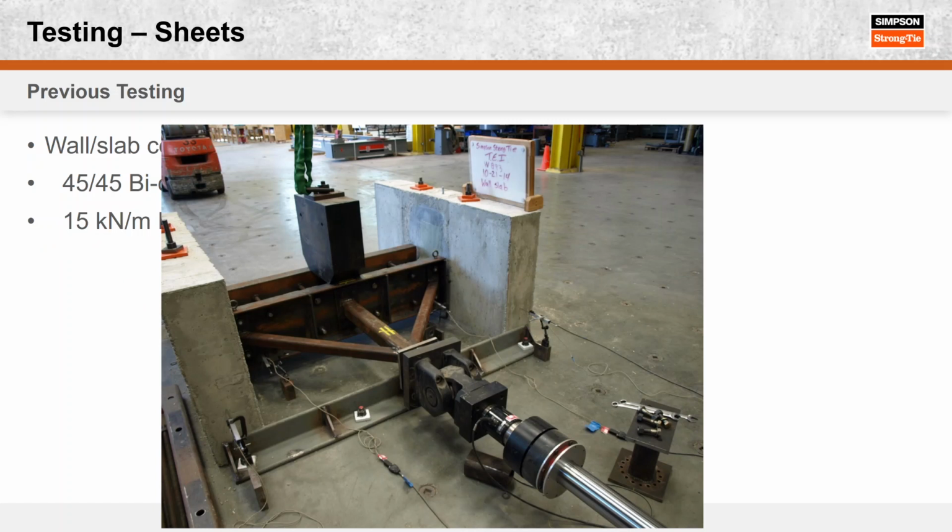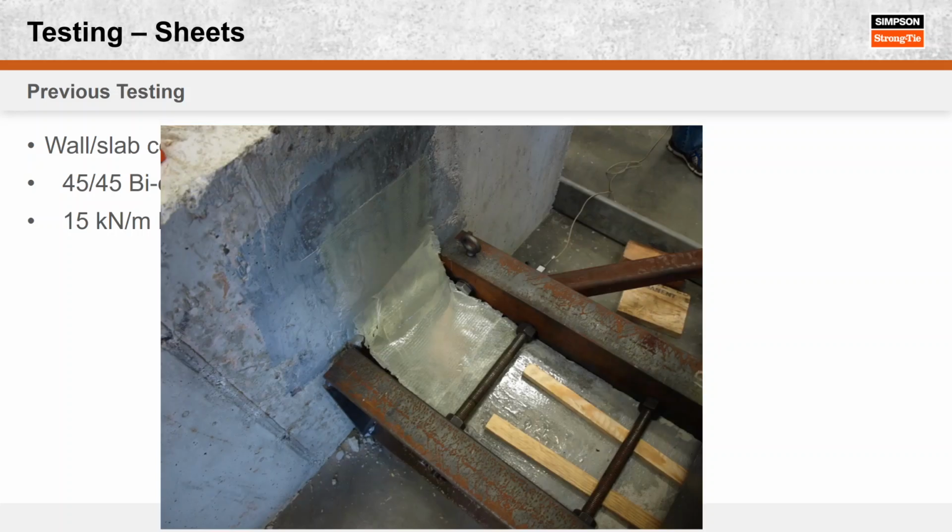So this shows the test setup. There's a 1 foot strip of slab between these walls. These walls were anchored down to the strong floor. And then we put this L-shaped FRP between the wall and the slab, and then pushed and pulled on that until it broke. We want to break it.